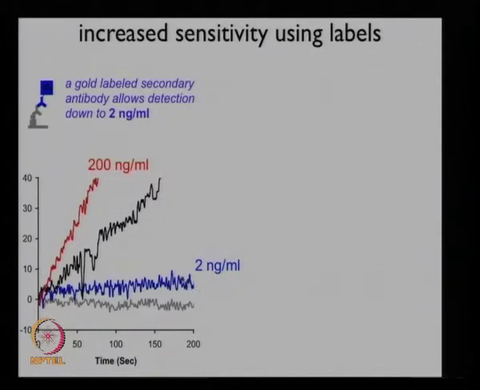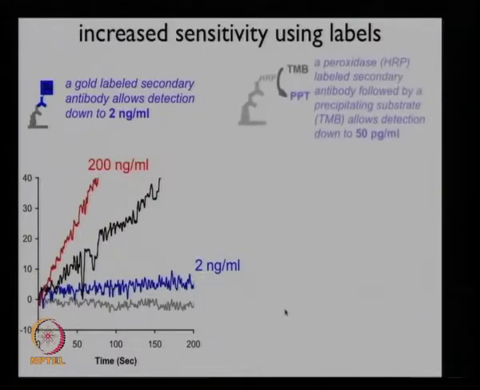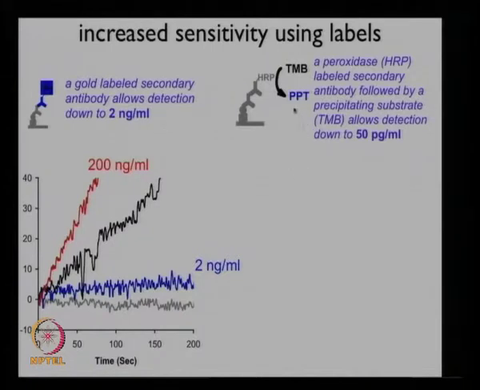Now this is the noise of the detector. So in order to go better than that, we have to do a little bit more signal averaging. We can do a different type of labeling, which is a precipitation assay. Here's our initial antigen, and then you put in the antibody, the digoxin, and then you put in the secondary, which has horseradish peroxidase in it. The horseradish peroxidase then acts on a substrate, TMB, to form a precipitate.